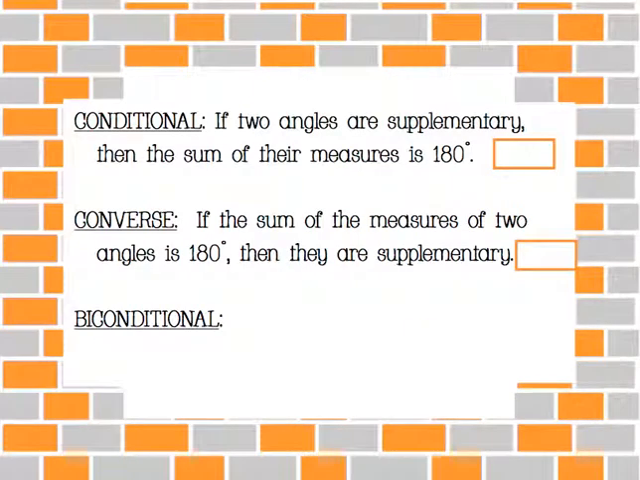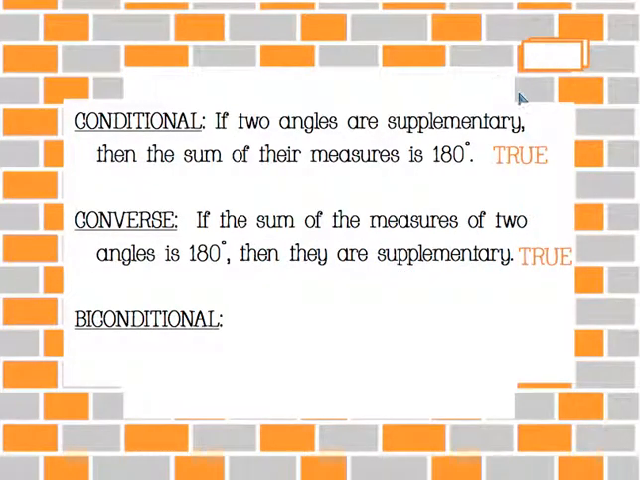Okay, so here we have the conditional. If 2 angles are supplementary, then the sum of their measures is 180. That is true. The converse of that would be if the sum of the measures of 2 angles is 180, then they are supplementary. That is also true. So this is what we were talking about with the biconditional. You can write it as long as the conditional and the converse are both true.